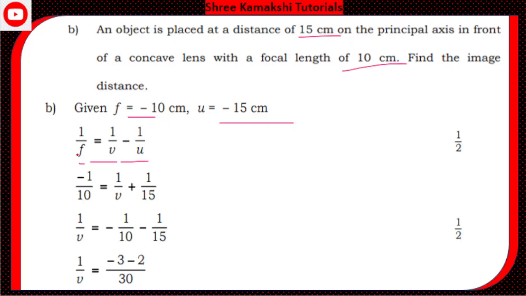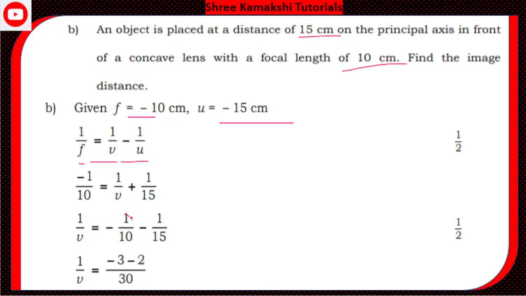Minus 1 divided by 10 is equal to 1 by v plus, here is a minus, minus into minus is a plus, 1 divided by 15. Next, 1 by v is equal to minus 1 divided by 10 minus 1 divided by 15. Taking 10 and 15, the LCM should be 30. Therefore, 1 by v is equal to 30.